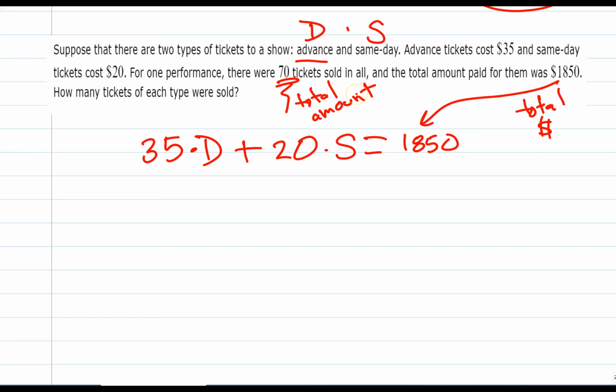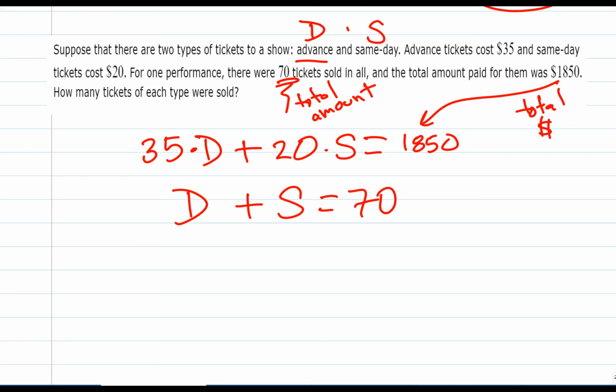How many advance tickets did we sell? We gave it what letter, though? Plus, how many same-day tickets did we sell? And if I added those two things, they should equal what? There's a total amount versus a total cost. This should be firing some memories for you, okay? What method is this set up for?